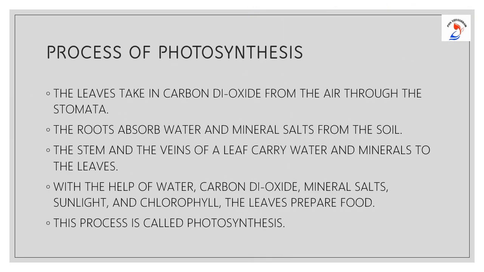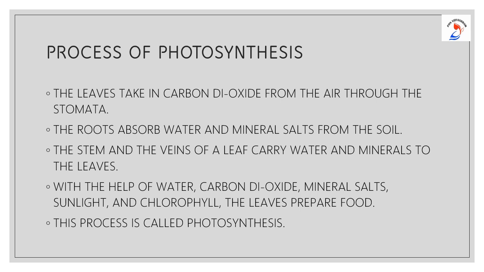Now we'll see how it happens. The leaves take in carbon dioxide from the air through the stomata. How do they get the water? The roots absorb water and mineral salts from the soil. The stem and the veins of a leaf carry water and minerals to the leaves. So, with the help of water, carbon dioxide, mineral salts, sunlight and chlorophyll.